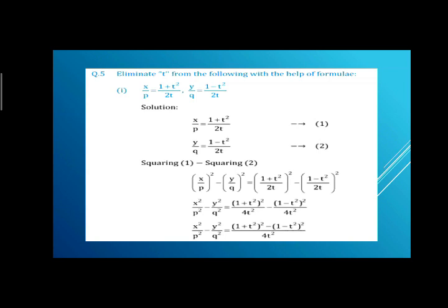Now here you see that there is a term related to t. So for further simplification, you can easily cancel or eliminate that term. So firstly you just simplify the terms. After applying the formula over here, that is x square over p square minus y square over q square is equal to (1 plus t square) whole square divided by 4t square, then minus (1 minus t square) whole square divided by 4t square. So taking the LCM between both of these terms, here we have the LCM, that is 4t square. Both of the terms are common.